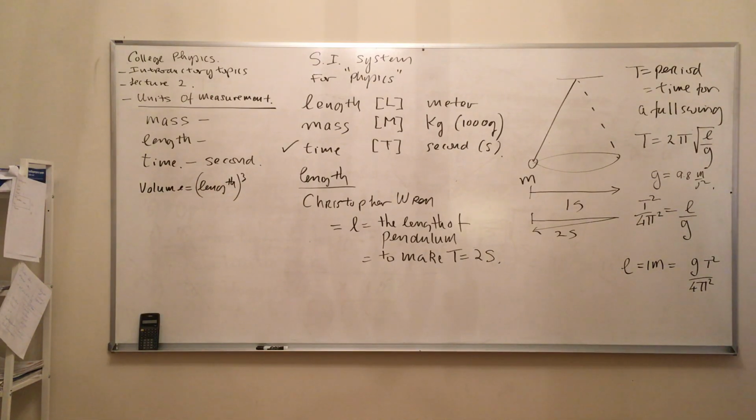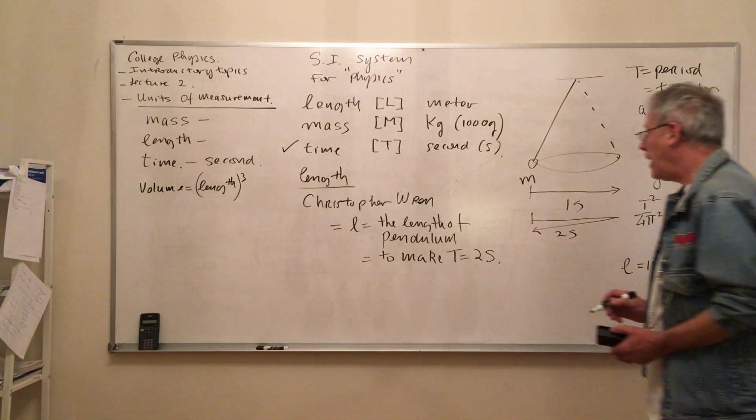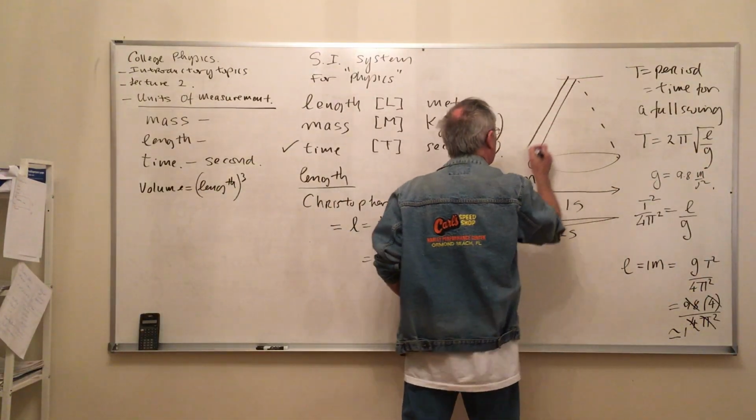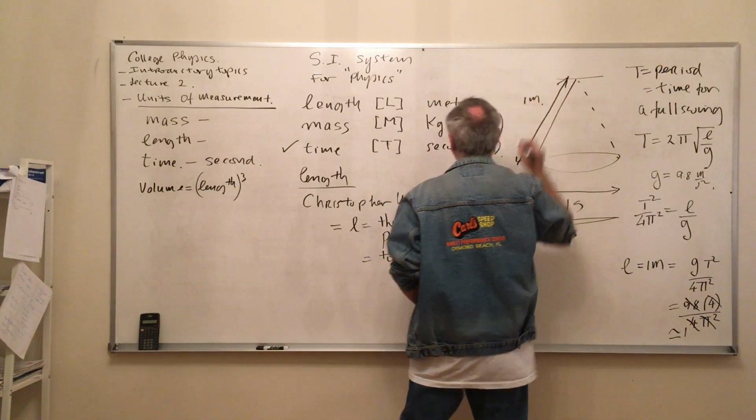Now if I put in all these numbers, for T squared, it's going to be 4, and I get approximately 1 meter. Okay. They cancel. Pi squared is approximately 9.8. So our unit of length is that length of pendulum string to make 1 meter.